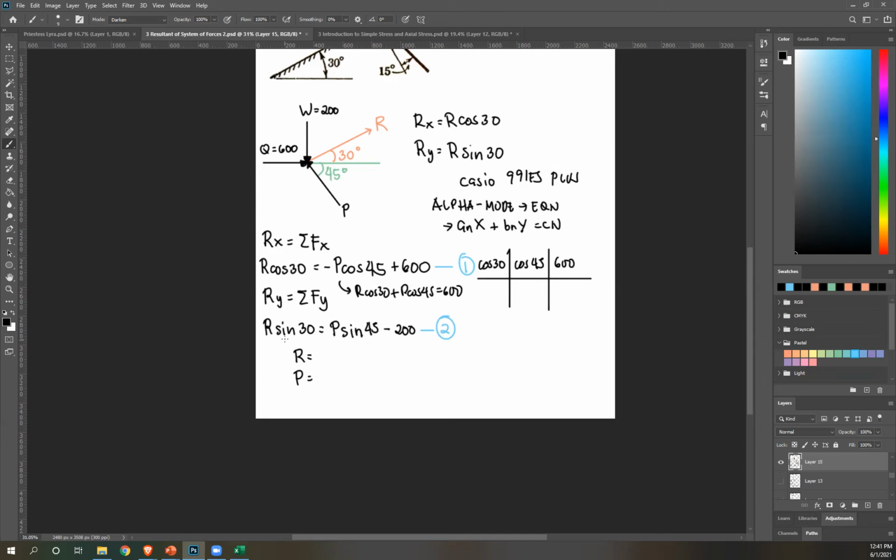You're going to do the same thing for the next equation. You have this. So variable 1, we have sine 30 as its coefficient. Variable 2, once again, you're going to transpose that here. You're going to get a negative P sine 45. So input negative sine 45 here. And this is negative 200, so negative 200. Click enter. The first answer that you'll get will be for R. The next one would be for P. So please do that and give me the answers. What is R?